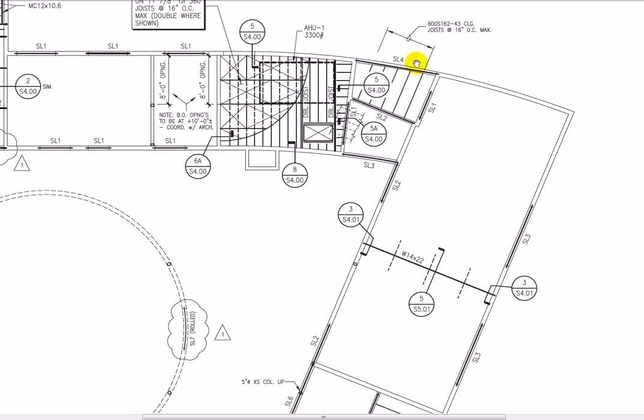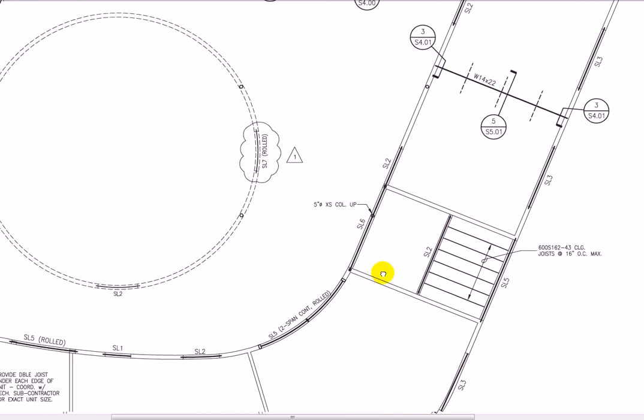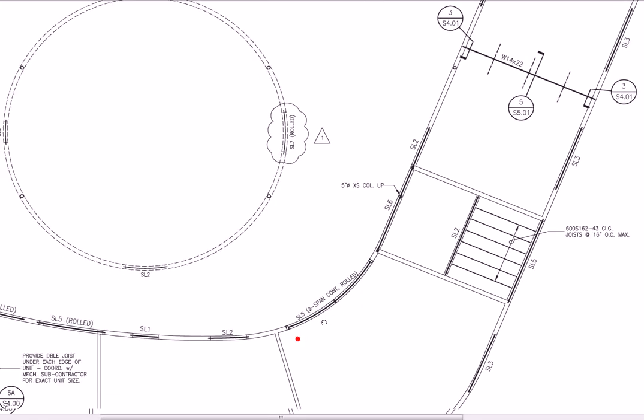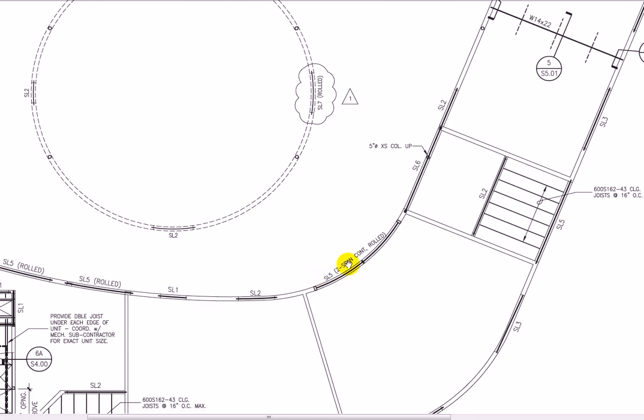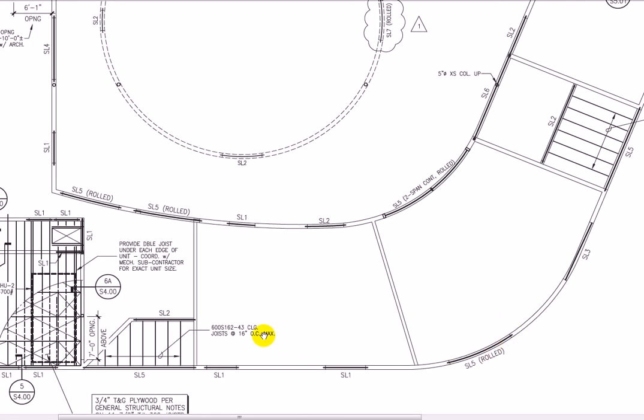Here we have 600S162 ceiling joists. So that tells me that these are metal studs by the designation. So we have a 14 by 22. We have some more ceiling joists over here. We have a little pipe column. 2-span continuous steel lintel rolled. Rolled means it's curved, so they actually bend the piece of steel around the radius. Again, around the radius.